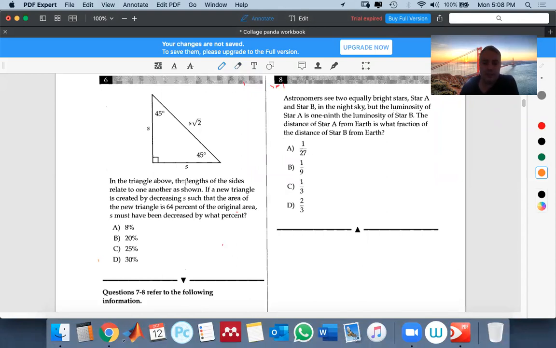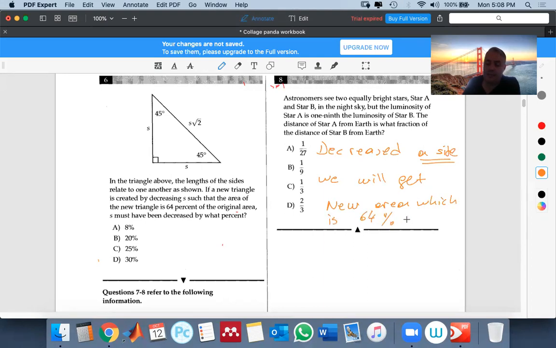In the triangle, the lengths of sides are related to one another. So we have seen this question before. It says that when we decrease a side, we will get a new area, which is 64% of the old area. This is the question.